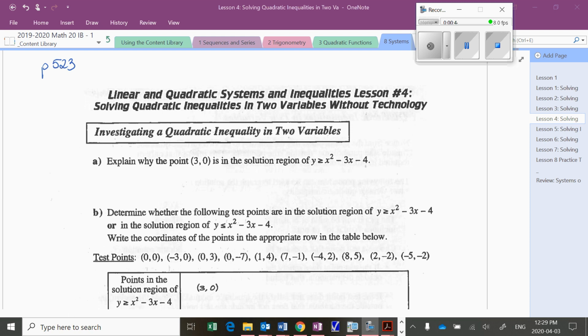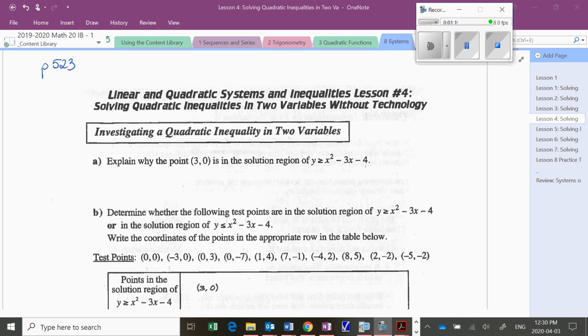In terms of graphing, we would graph it as if it were an equation, and then it would be a solid line if y was greater than or equal to or less than or equal to, and it would be a dotted line if it was just a greater than or less than, indicating that the graph itself was not going to satisfy that inequality. So let's take a look at our quadratics then. It's exactly the same premise that we looked at with linear inequalities in two variables.